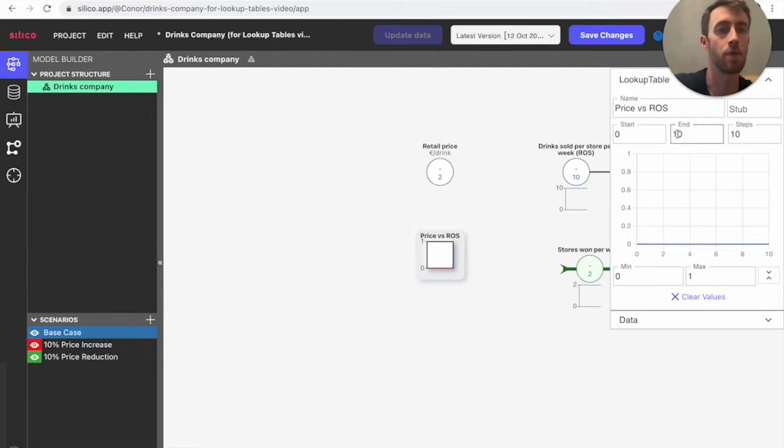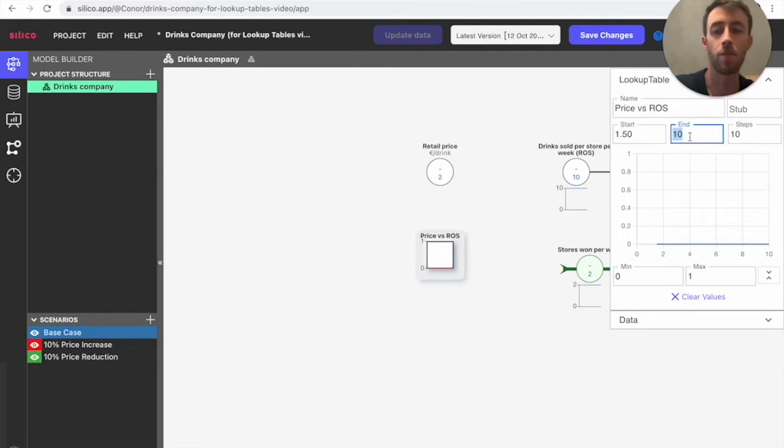So in this case, the input will be price. The start is basically the lowest price we would consider charging. So what's the lowest price we want to set outputs for? Let's say that we're considering charging $1.50 as the lowest price. So we'll put $1.50 as a start.